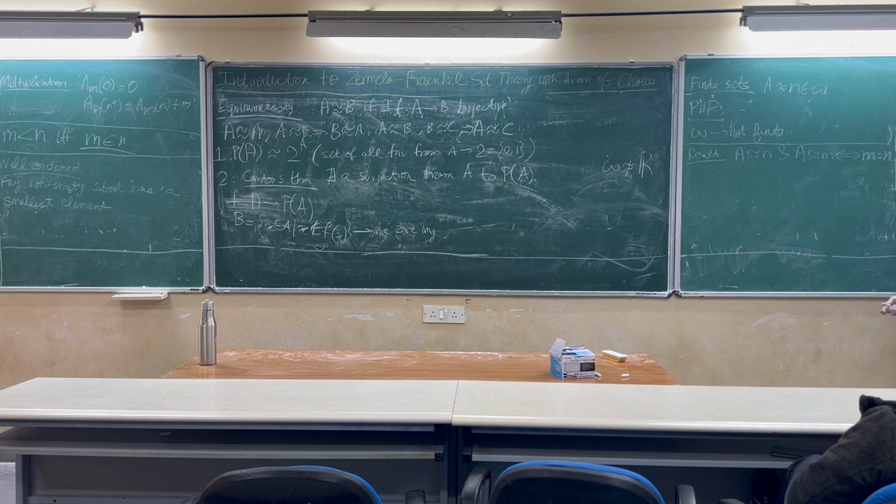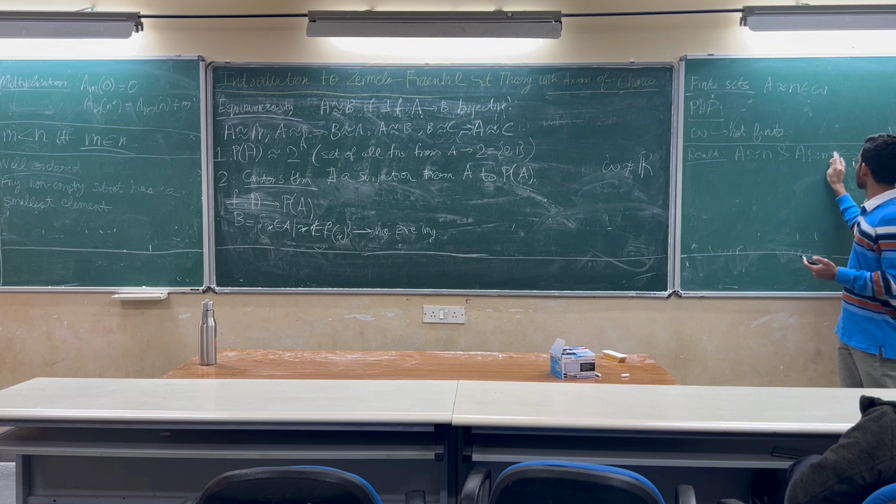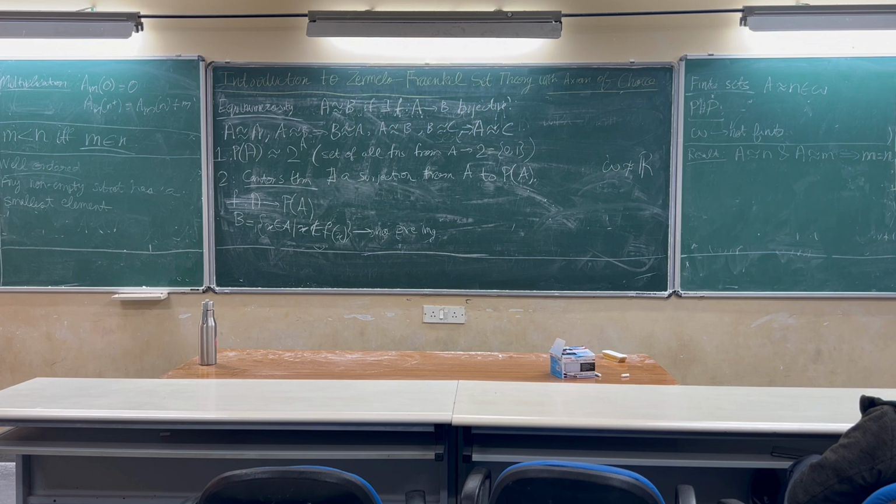Only function implication should be 0. Yeah, if n is equal to n, okay. If we know that it's equinumerous to two natural numbers, then they must be equal. Right.